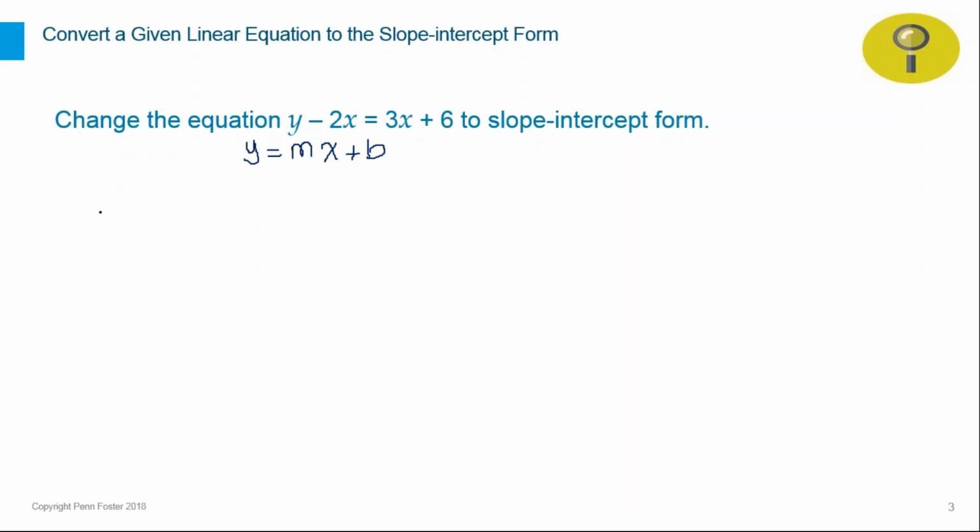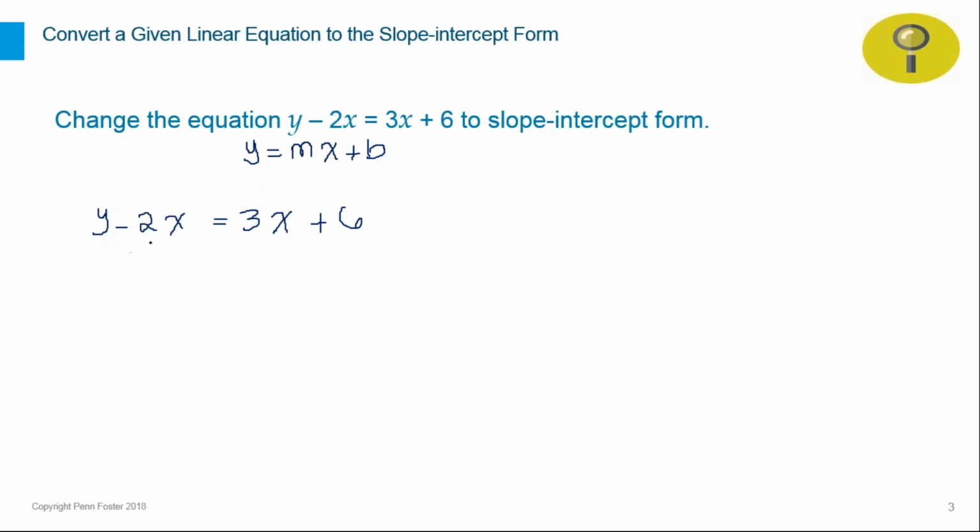So let's write the original equation: y minus 2x equals 3x plus 6. If we compare it with our goal equation, y equals a number times x, we're going to realize that the x term in the given equation is on the left-hand side of the equation. We need to bring this term to the right-hand side, so that at the end we arrive at the goal, which is the slope-intercept form.